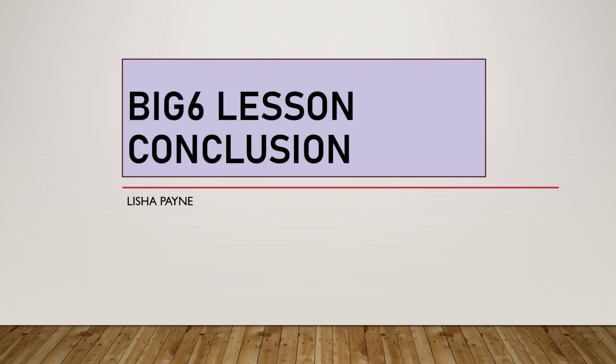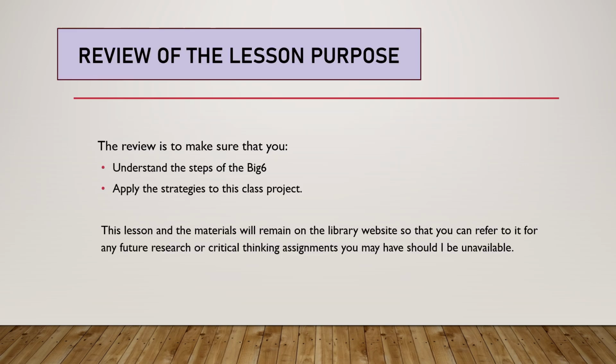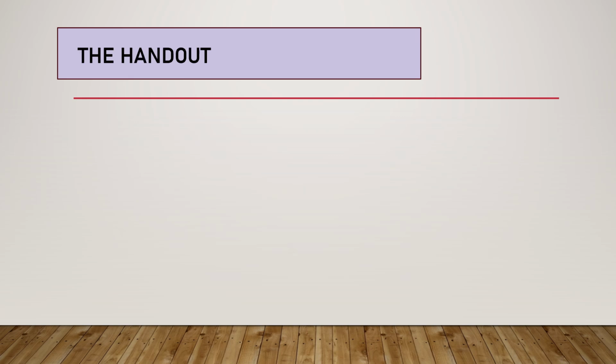So let's get started with the Big 6 lesson conclusion. All right, so this review is to make sure that you understand the steps of the Big 6 and you're going to be able to apply the strategies to this class project. All this lesson, the videos, the materials are going to remain on the library website under your teacher's name, so you can refer to it for any future research or any other class assignments you want to have. This is going to be up there, so you can always take this and translate it into a different course project if you need an information framework and you liked this one.